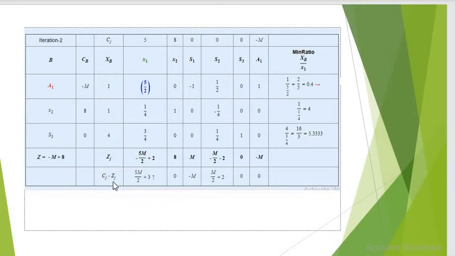Then look at the net values Cj minus Zj. Here also the values are not less than or equal to 0. That means we have to again improve the solution. Look at the leaving variable and entering variable. Here the entering variable will be x1, the leaving variable will be a1. The intersecting value is the pivot element, here it is 5 by 2. Then to form the next table, make this 5 by 2 into 1 and all other elements in that column 0. For that we can do the elementary row operations.